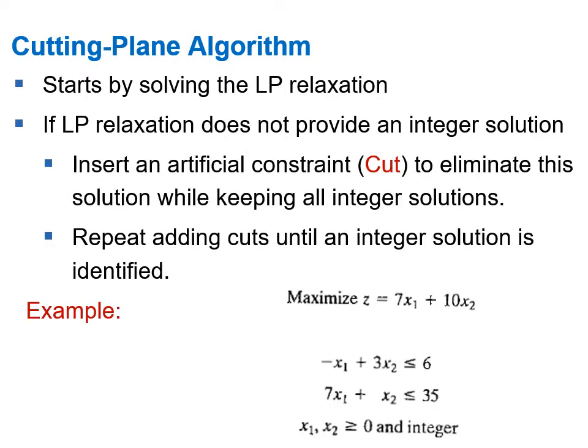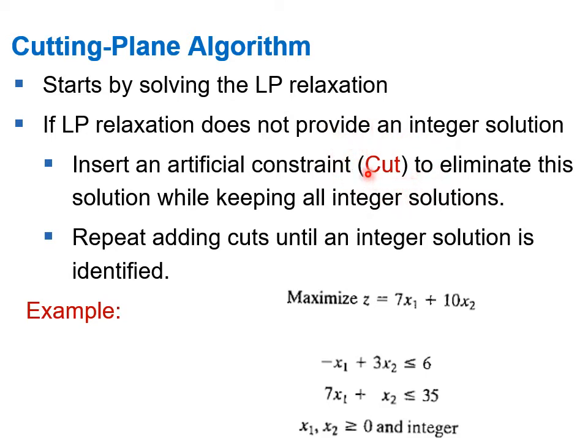As I said, in the cutting plane algorithm, similar to the branch and bound algorithm, we will start by solving the LP relaxation. So we will relax any integer restricted variable and assume it to be a continuous variable. Then depending on the solution, if that solution is integer, it means that we found the optimum solution and we stop. But if that solution is not integer, then we insert an artificial constraint, and this constraint is named a cut.